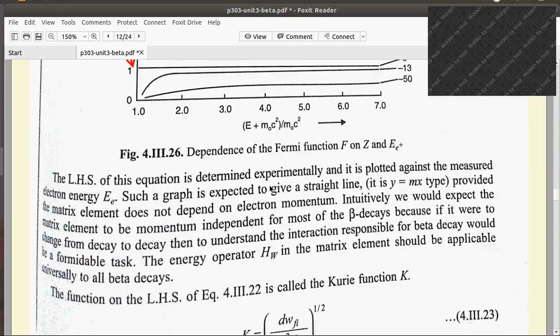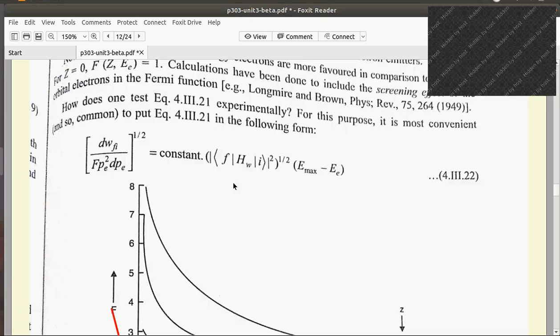The LHS of this equation is determined experimentally and it is plotted against the measured electron energy Ee. We know the value of Emax from experiments and from theoretical calculations. Ee is the electron energy which you can measure with your counters. So once you measure Ee and find dW_fi by F p square dp experimentally, you can plot a graph. If you plot a graph based on this equation, it should be a straight line.